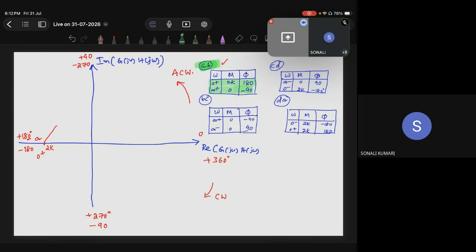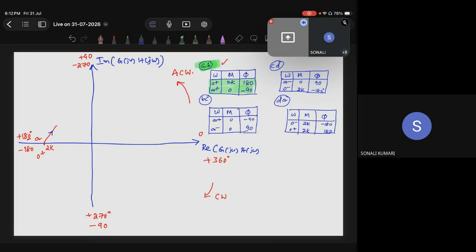What is the angle? Angle is minus 90. It means that AB starts at A with 2K magnitude, 180-degree angle. So 180-degree angle. And it should end up where? Minus 90 direction, and 0 magnitude.